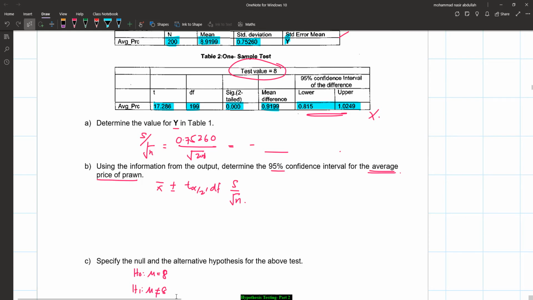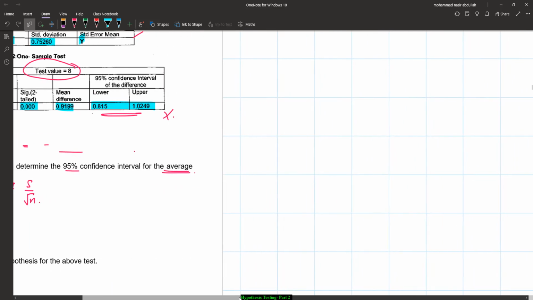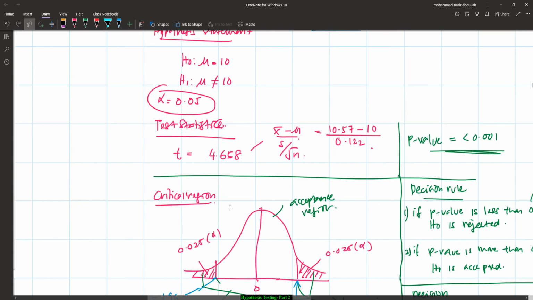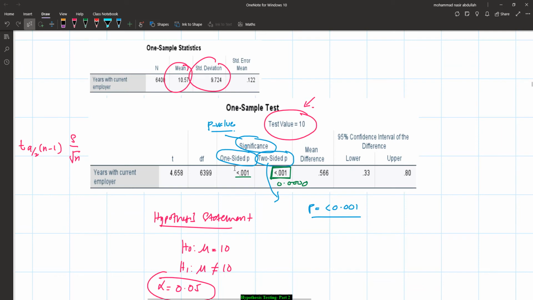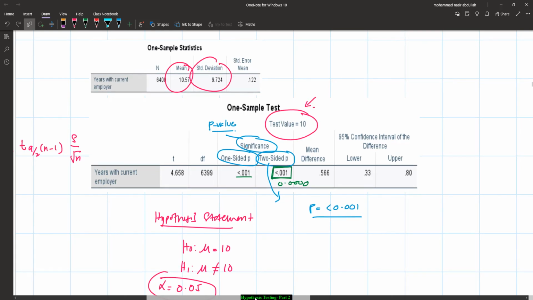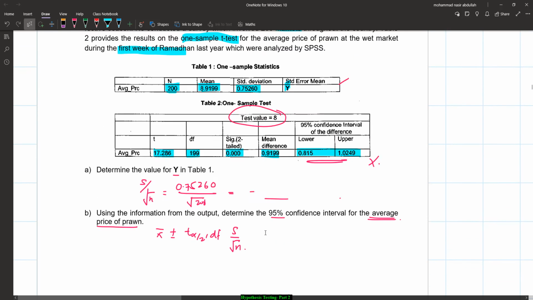But for the newer version, how is it if it is given in the newer version? In the newer version, we have one-sided and two-sided. So which one do you want to choose? It should clarify. Two-sided test or one-sided test, less than. So it will clarify there. So you need to read the question carefully.